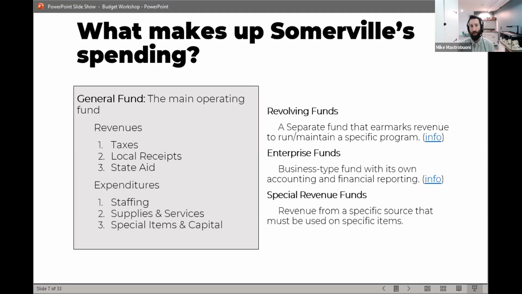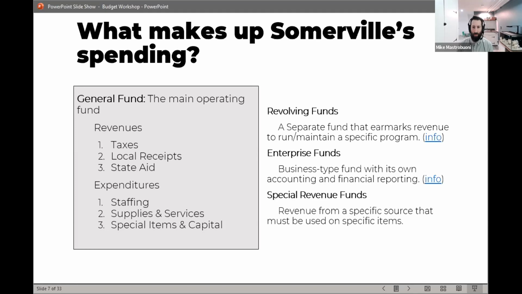But the city also has other parts of our budget, which include things like revolving funds, which are programs that are funded through user fees. So for example, if you have a child that goes to tot time with the recreation department, you pay to join that program, and then that money goes to pay for that program. We also have enterprise funds. If you are a homeowner in Somerville, you're familiar with your water and sewer bills. And these are basically business type funds, which have their own separate accounting system, their own separate financial reporting system, sort of a separate part of the budget.